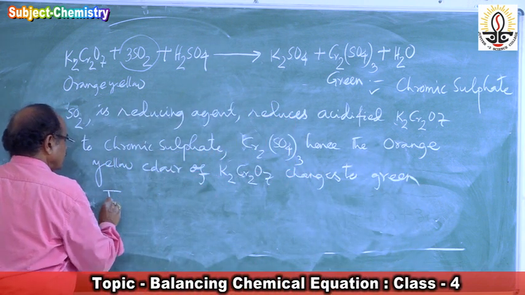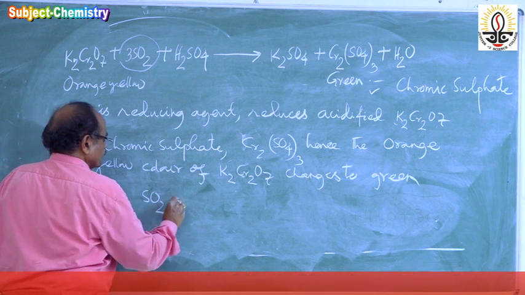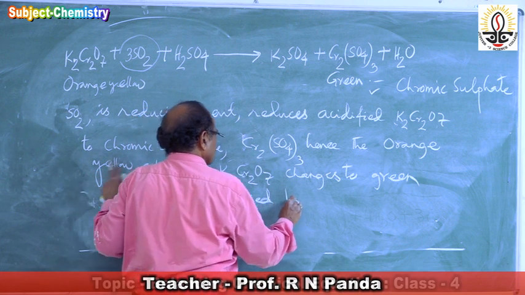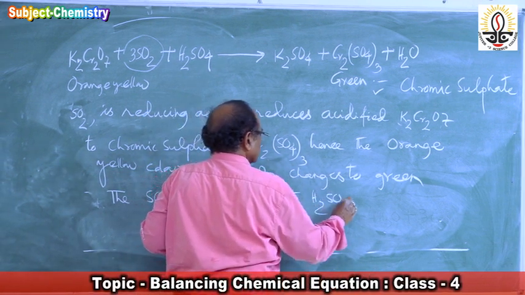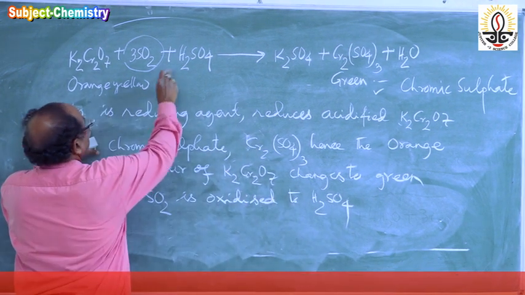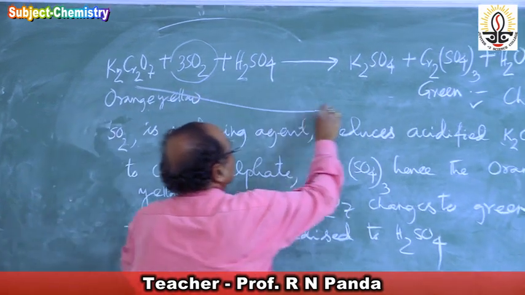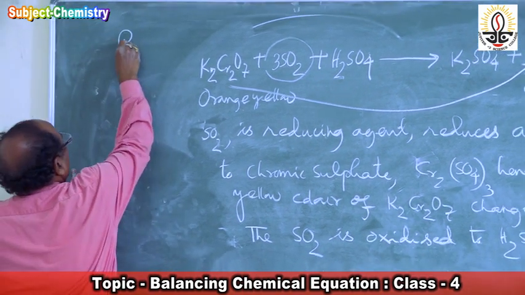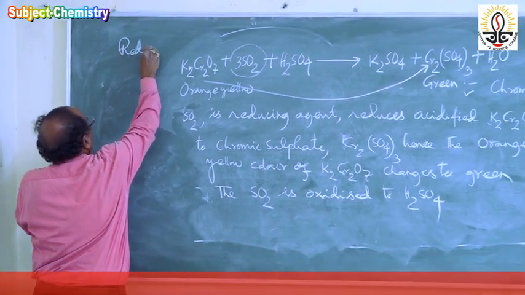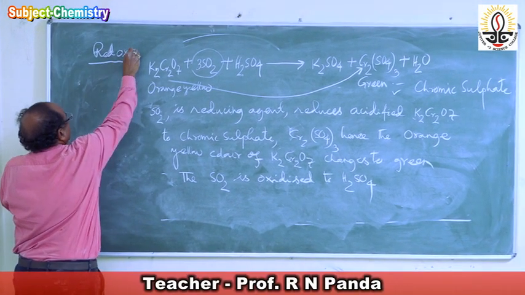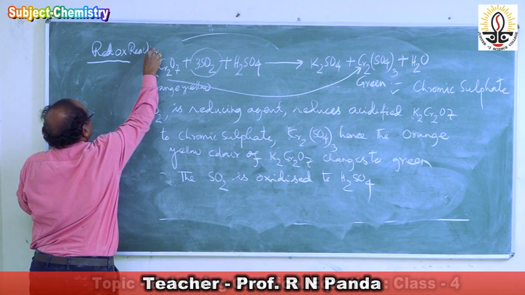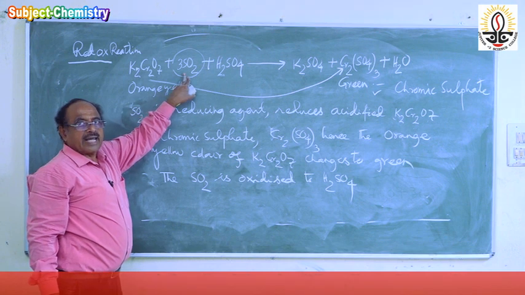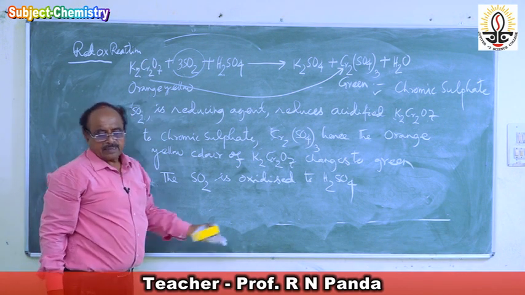The sulfur dioxide, the SO2, is oxidized to sulfuric acid. Sulfur dioxide is becoming sulfuric acid, and potassium dichromate is becoming chromic sulfate. So this is the reaction. These reactions are called redox reactions. Children, I will be teaching you this after balancing chemical equations. In our second year we have potassium dichromate and sulfur dioxide. There, when we read, it will be very easy for us.